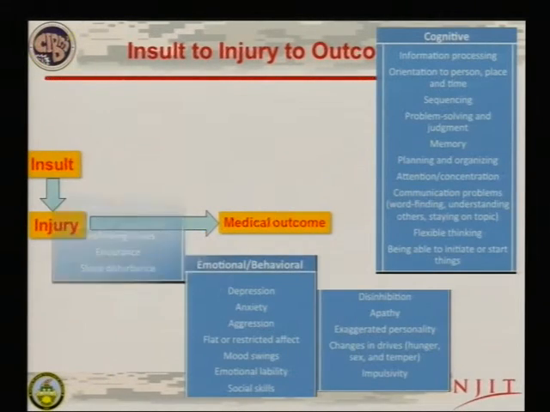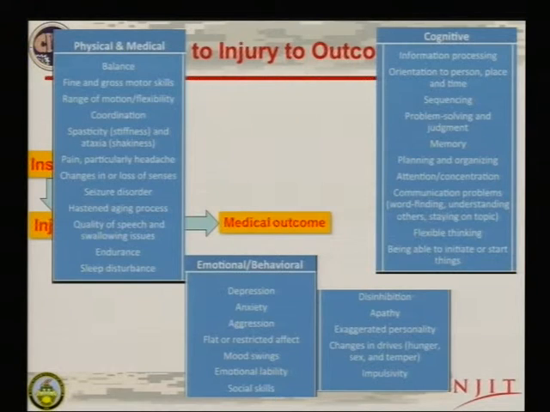Then, of course, there are the medical outcomes. This actually is what we observe. There's a cognitive deficiency. There's an emotional behavioral deficiency in terms of anxiety and others. There's also physical deficiency in terms of balance and others. So basically, this is the deficiency that you, as doctors, see. The patient comes along, and then after 1 day, 3 days, 5 days, you still see the deficiencies.